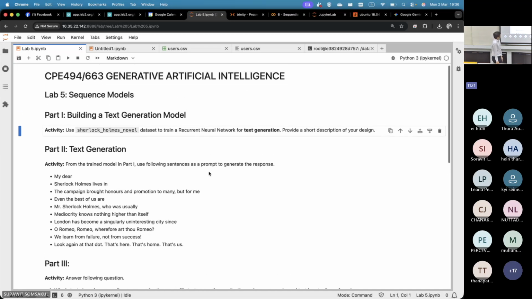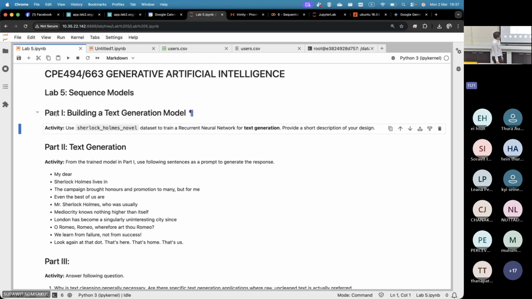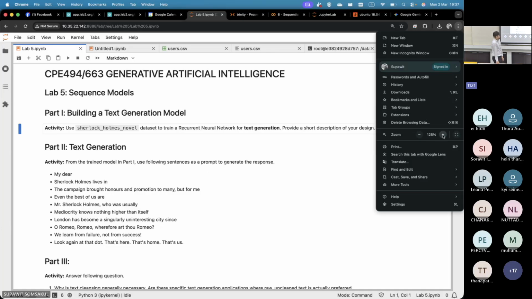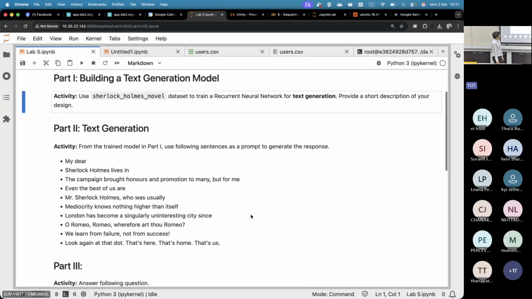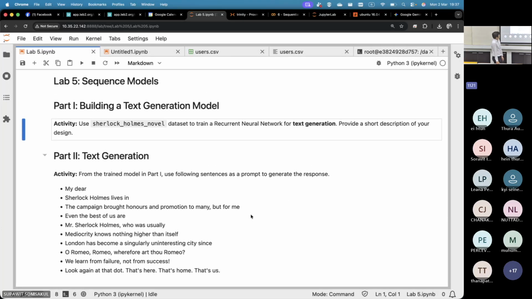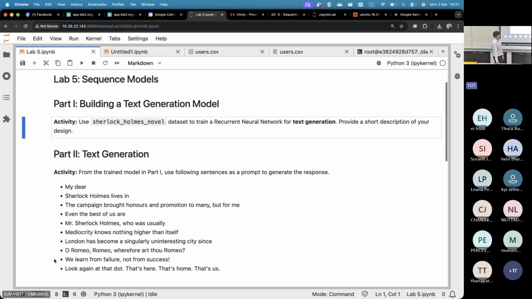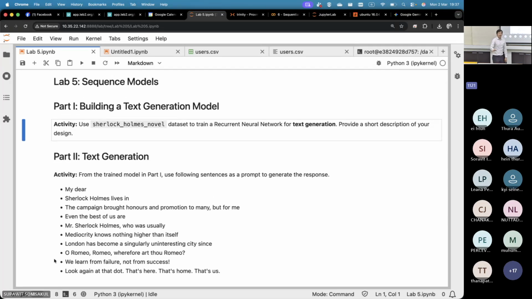After you train the model in part 1, part 2 is that I give you prompts and I want you to play with the model that you have trained. I provide these 10 prompts for you to see how the model will respond to each prompt. The chance that each of you will have the same result is pretty low. Yeah. And is it group work? Yes, it's group work.